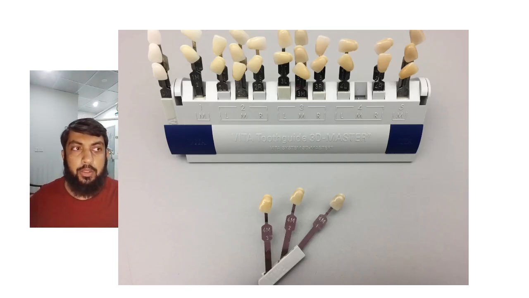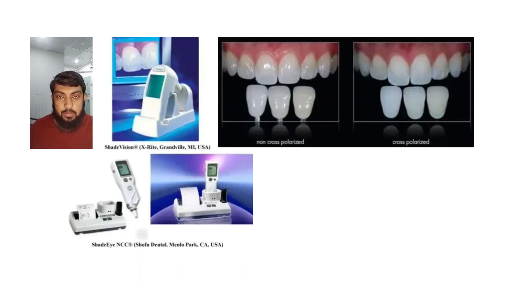Then come the spectrophotometers or DSLR cameras, which have polar filters, which can better be used to record the tooth shade, ideally for tooth color distortions placed on single anterior teeth.